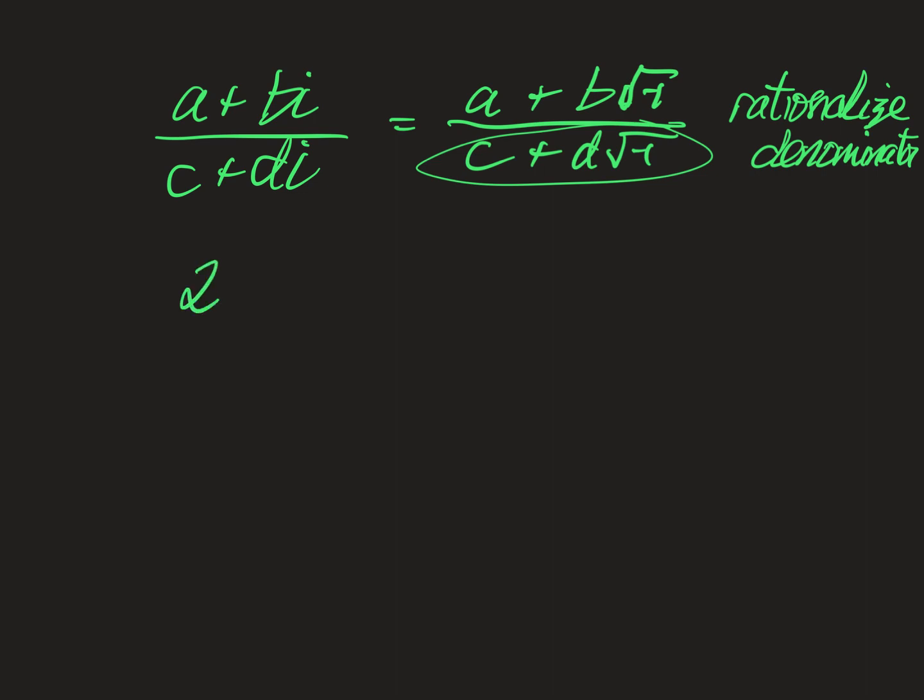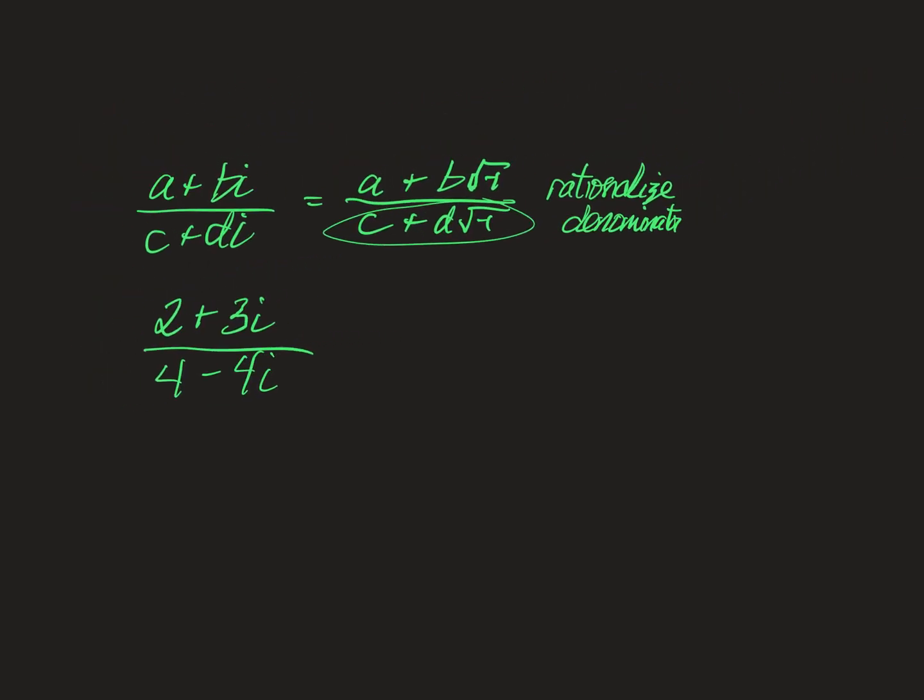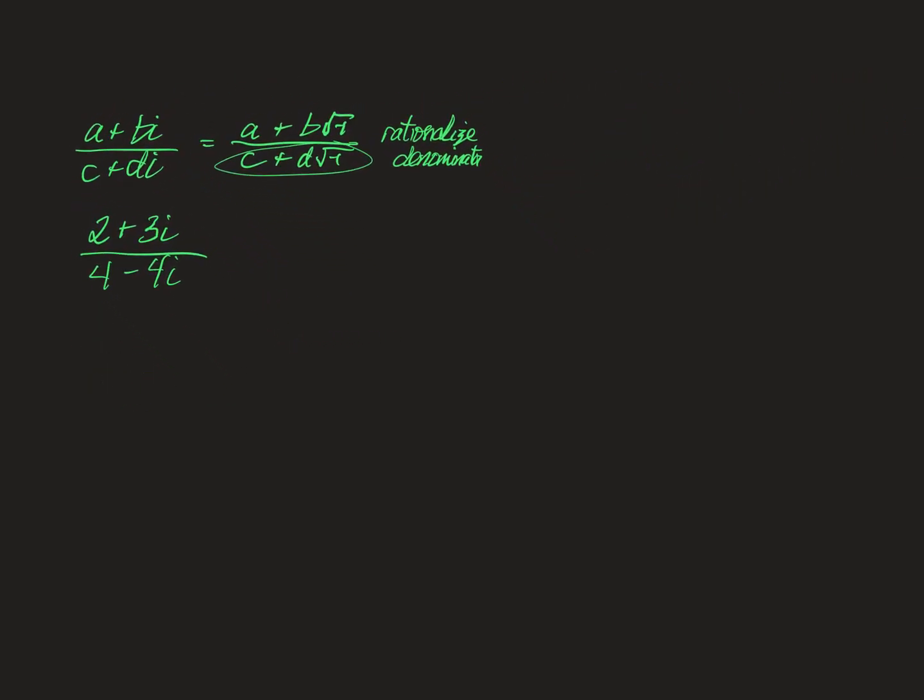So let me do our problem here. 2 plus 3i divided by 4 minus 4i. And so essentially we want to get rid of a square root in the denominator. So here's our problem. And let's review how we would do that.